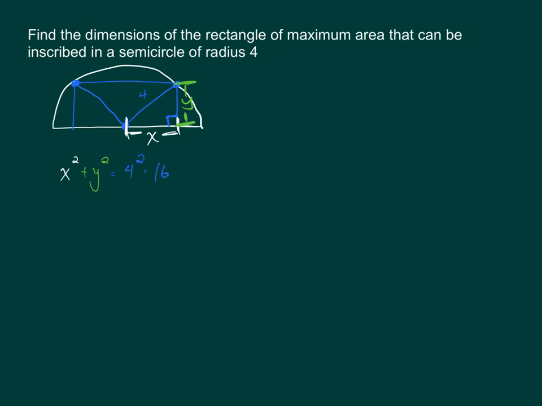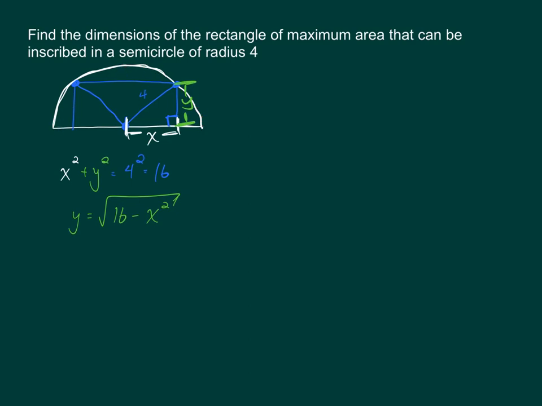So if we solve for y and pick the positive square root, we would get y equals the square root of 16 minus x squared. So that's cool. That is the equation of the circle that we know, the semicircle, this part up here. There we go, this part here.